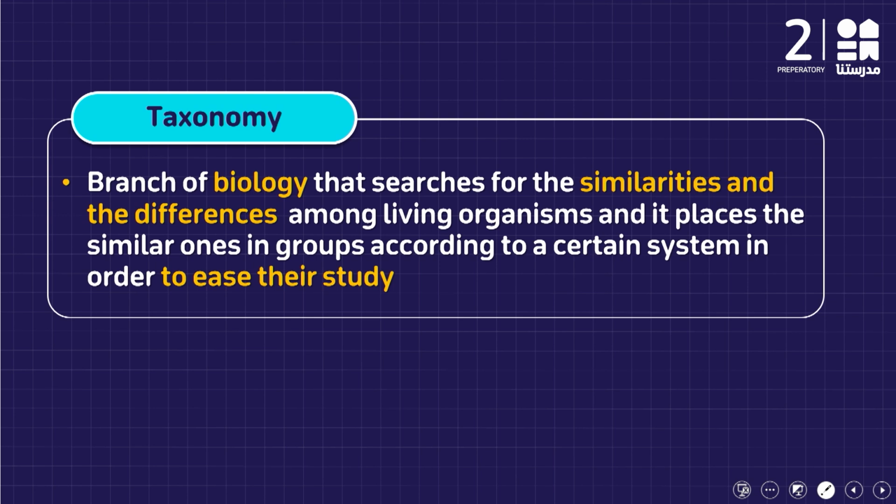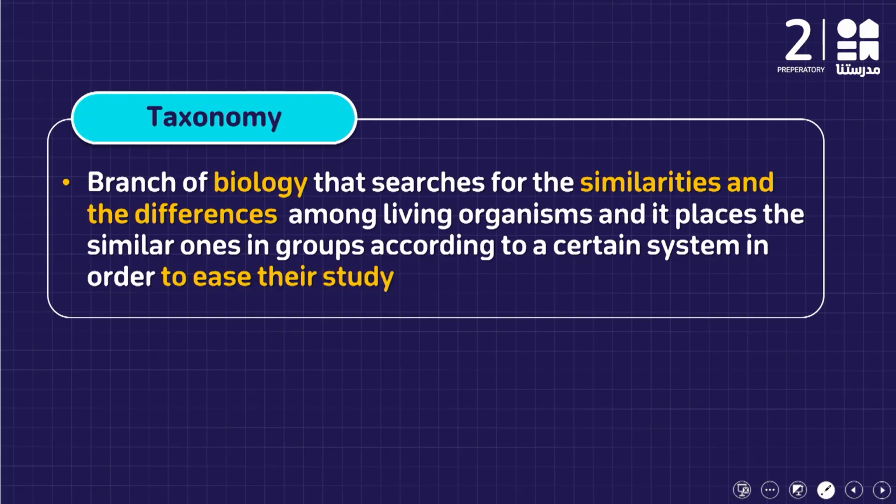The living organisms which have the same properties or the same characteristics, they put them in the same group. And the other organisms that differ from them, they put them in another group. According to what? According to their similar characteristics. So, among living organisms, it places the similar ones in groups according to a certain system in order to ease their study. So we said before, living organisms are classified into different groups to facilitate their study. The science that searches for that is known as taxonomy.